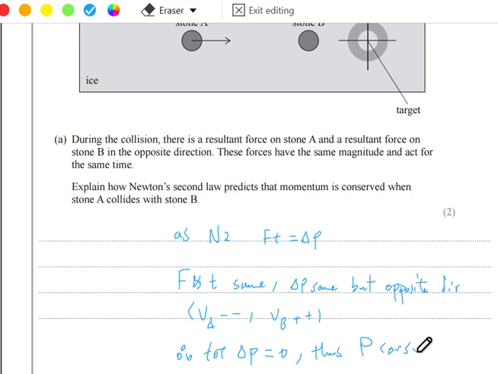Okay, so we have same delta P for both spheres, and the forces, okay, in opposite direction, so delta P is in opposite direction, okay, and one of them was stationary before the collision, so it becomes moving after the collision, and total delta P is 0, thus P is conserved.